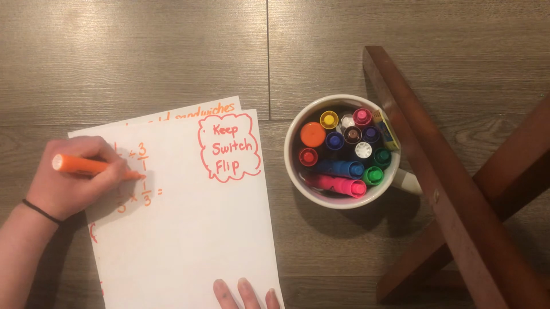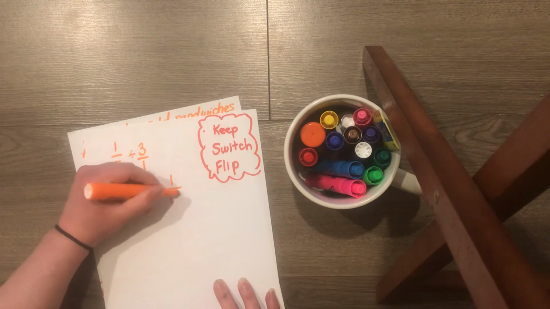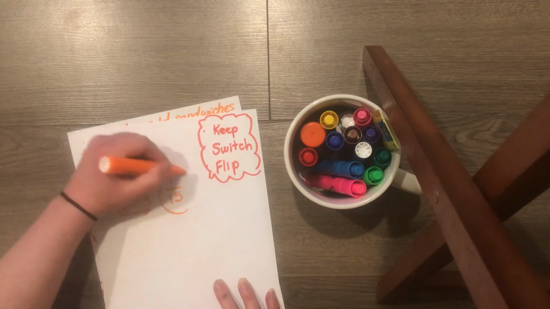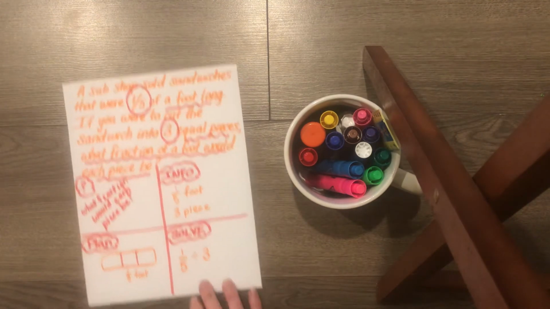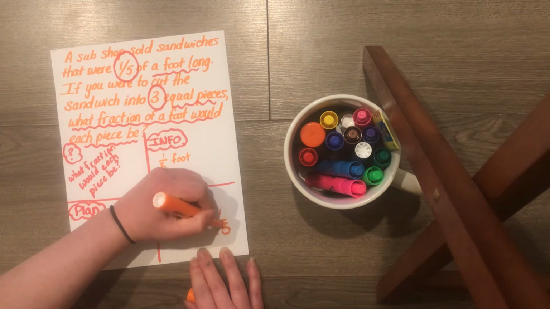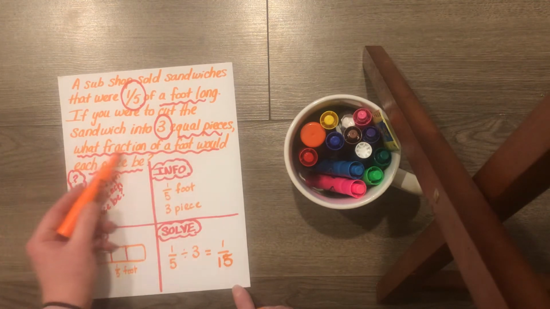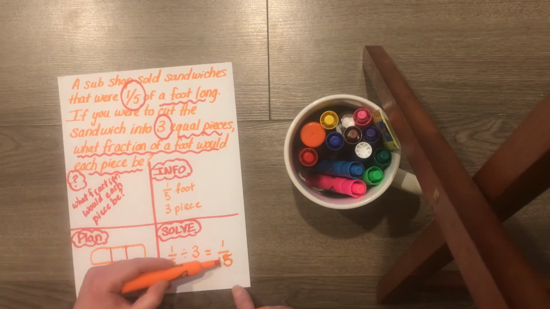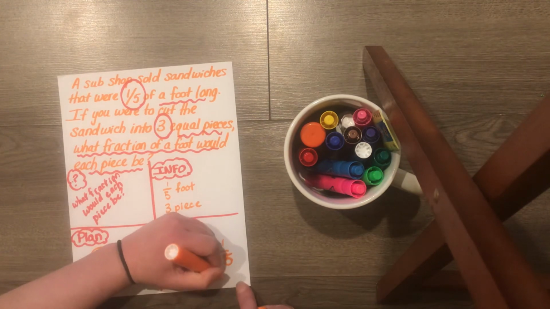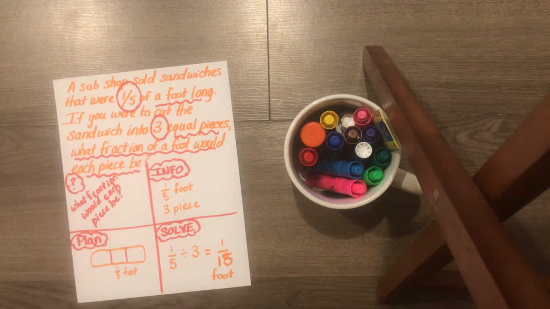Now I'm going to go ahead and multiply on through. 1 times 1 is 1. 5 times 3 is 15. And that's the answer to my question. The question is, if you were to cut the sandwich into 3 equal pieces, what fraction of a foot would each piece be? And the answer is, it is 1/15 of a foot. Don't forget to include that unit in there because you definitely want to identify what unit you're answering in.